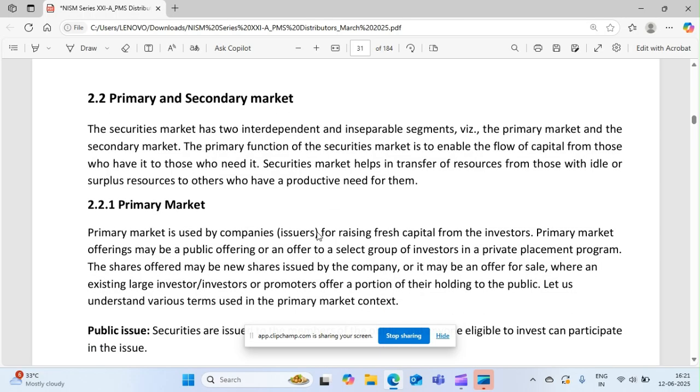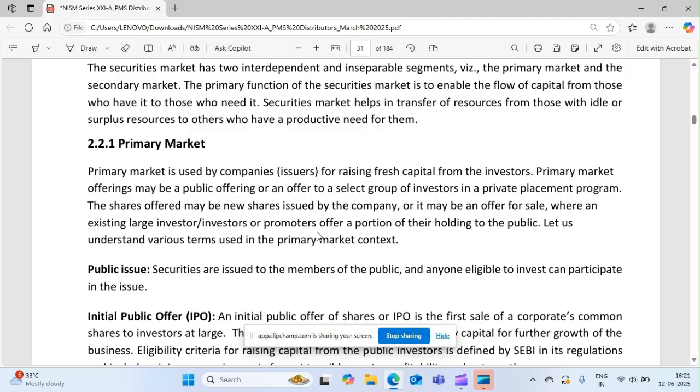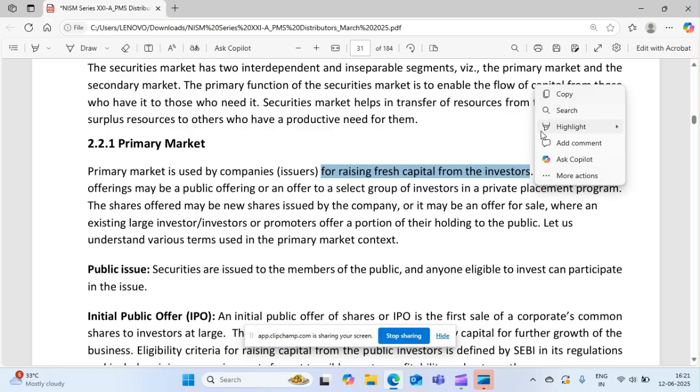Now let us move to the types of market. There are two types of market, and I'm sure many of you know this. Primary market is a market where securities are offered for the first time to the investors. They can be offered in different ways. Primary market is used by companies for raising fresh capital from the investor. That is why it is being issued for the first time, because the capital itself is fresh, right?